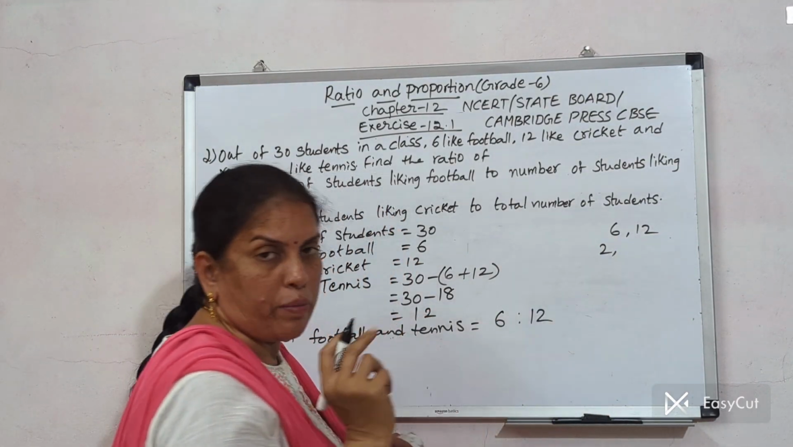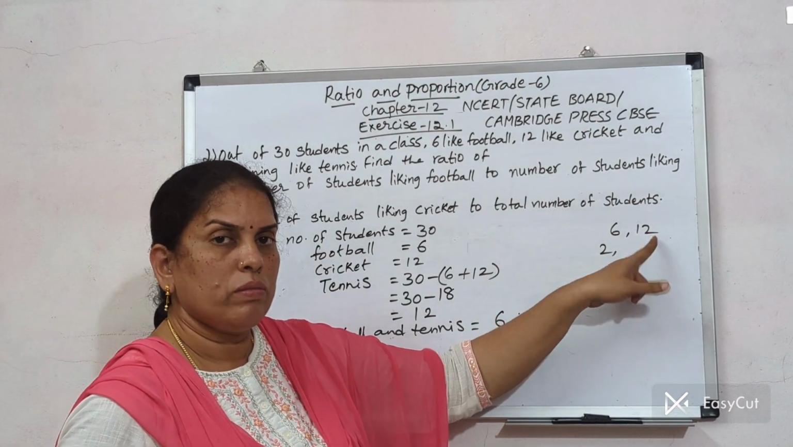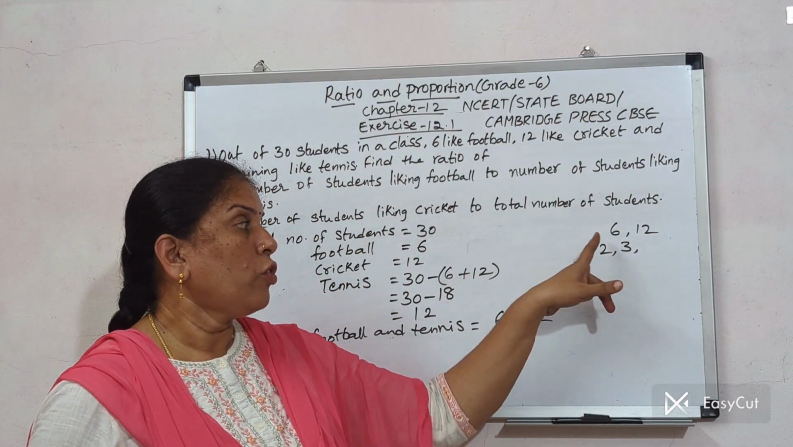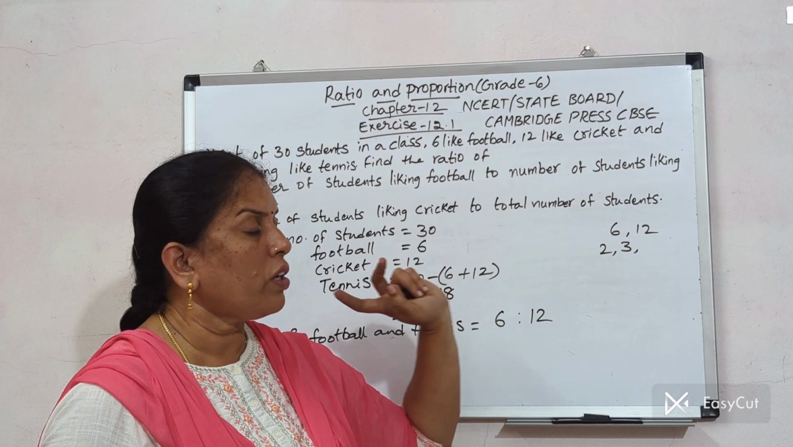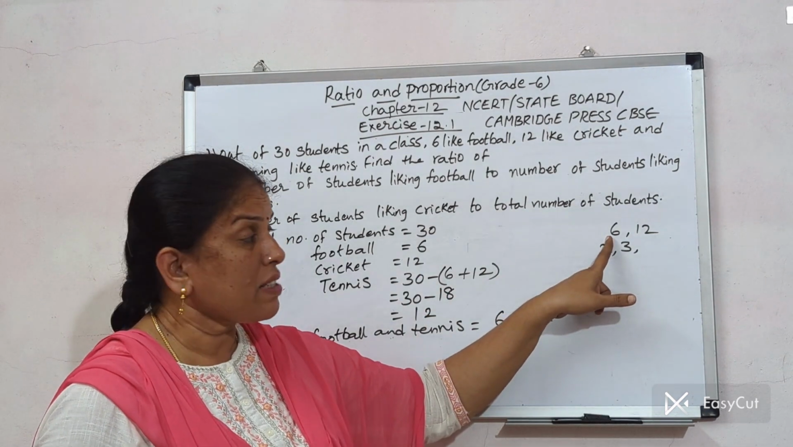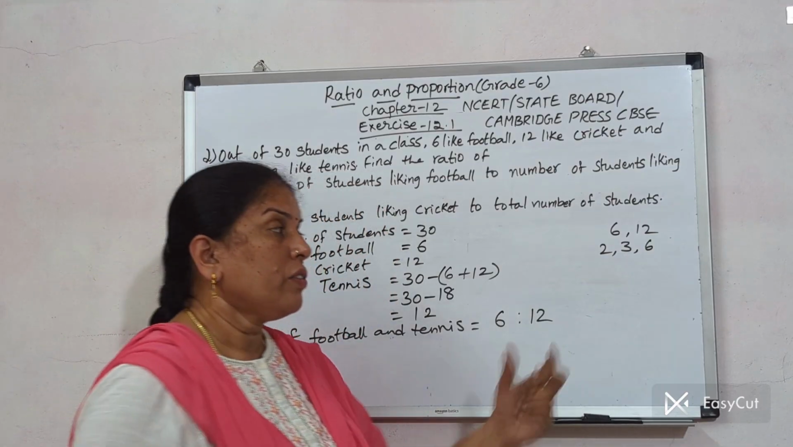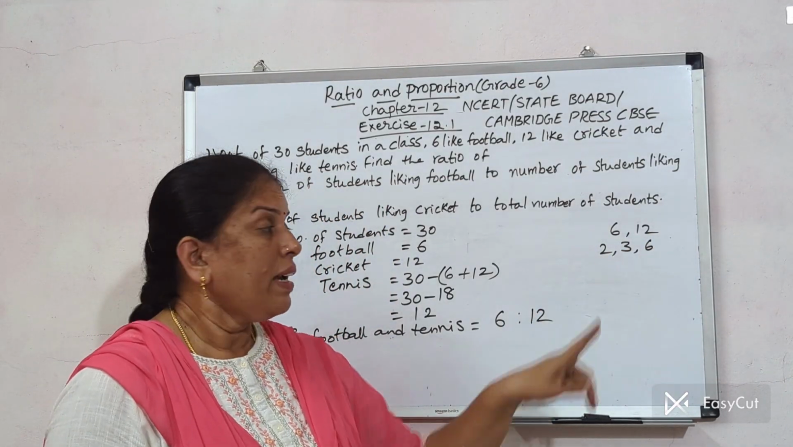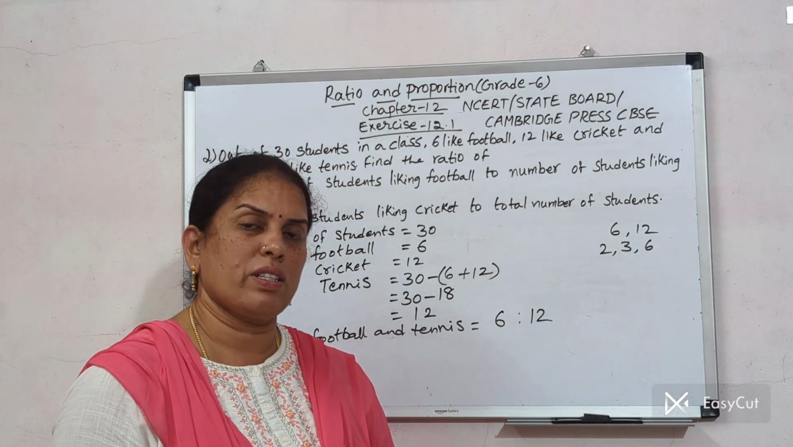It divides with 2 table. Next, 3. 3, 2, 6. 3, 4, 12. 3 table also will divide. Next, 4. 4 table, 6 won't divide. So leave it. Afterwards, 5. 5 also won't divide. 6, you see, 6, 1, 6. 6, 2 is 12. That means these two numbers are divisible by 2, 3 and 6. In these 3 numbers, what is the highest number? 6 is the highest number.